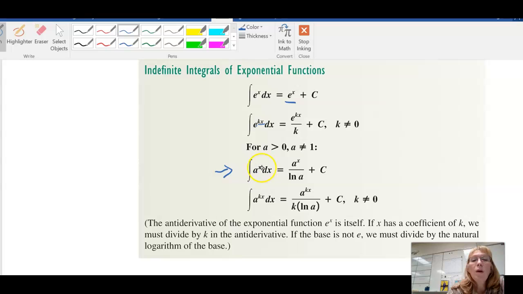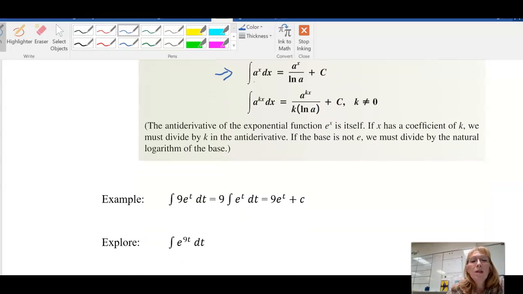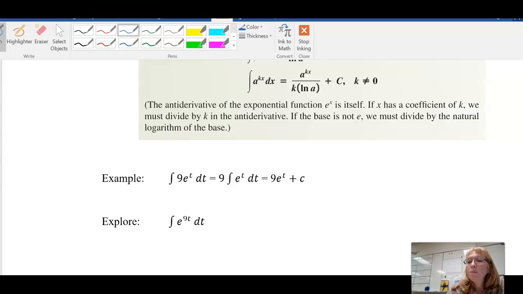Now we're on to our exponentials. So a to the x, remember, was the original divided by the natural log of a. Now if I have a k, it's still the original, but now it's k times the natural log of a, plus c. Those little formulas come in very handy.